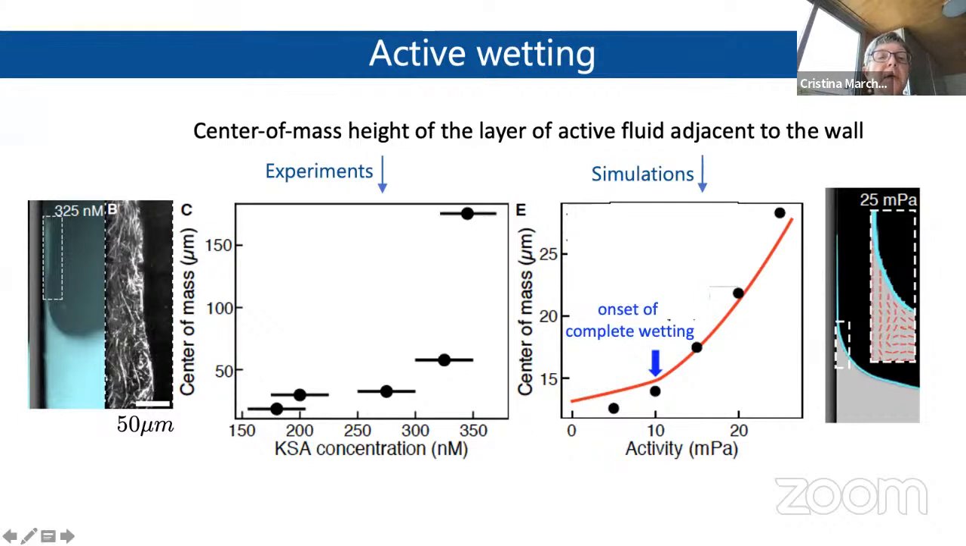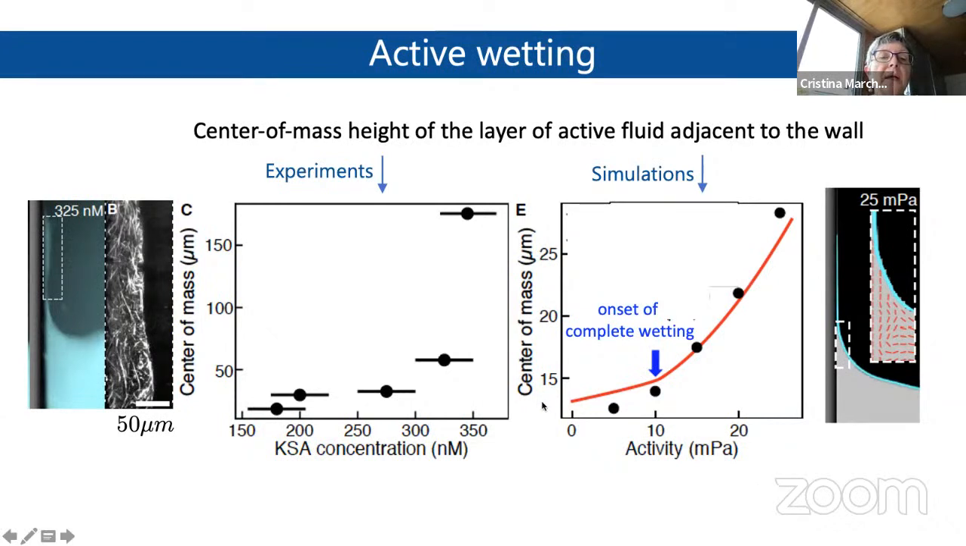When we do this, we find that what is plotted here is not quite the wetting angle nor the height of the interface. It's something we call the center of mass height. And it is essentially the center of mass of the layer of active fluid that climbs up above the mean value of the flat interface. So it is the average, the center of mass of that thin layer of fluid, which we can both measure in the experiments and calculate in the simulation.